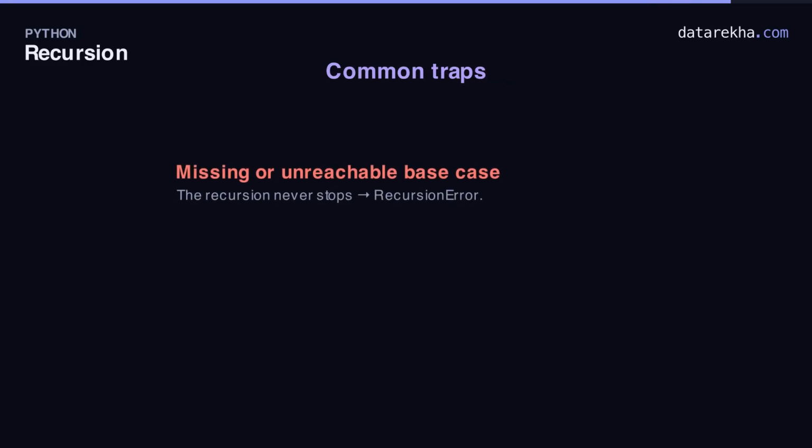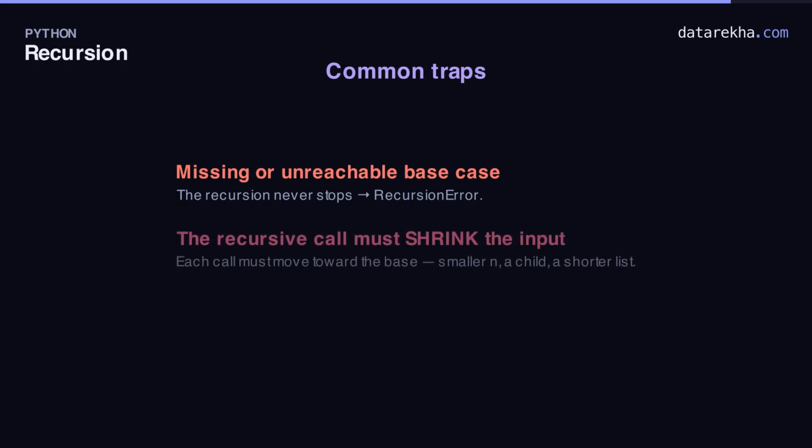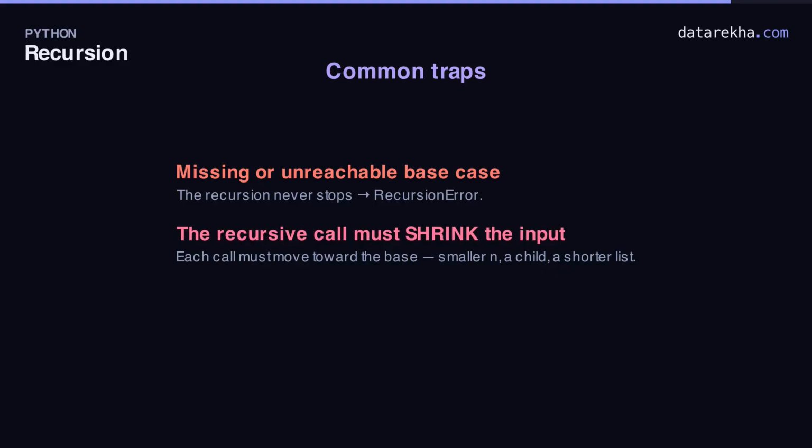Trap 1. The big one. No base case, or a base case the input never actually reaches. The recursion runs forever and crashes with a recursion error. Always ask, will this condition truly be hit? Trap 2. The recursive call must move toward the base case. Call yourself on a smaller number, a child node, a shorter list. If the input does not shrink, you never arrive at the base.